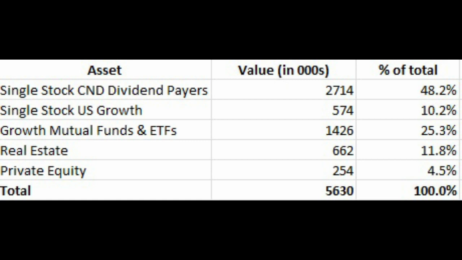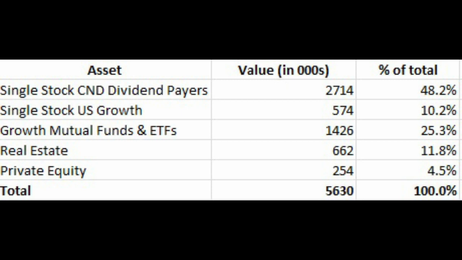So here is my own asset allocation. Once again, this is what works for me, and it's not intended for anyone else. So first we have the single stock Canadian dividend payers to the tune of about 2.7 million, and it's almost half of my portfolio. These are individual stocks that are getting me a 4% or more yield, and this is how I buy groceries. This also guarantees me that goal of no more 9 to 5 work, and it pays Canadian eligible dividends, so they are very tax efficient, up until about $120,000 per year of income.